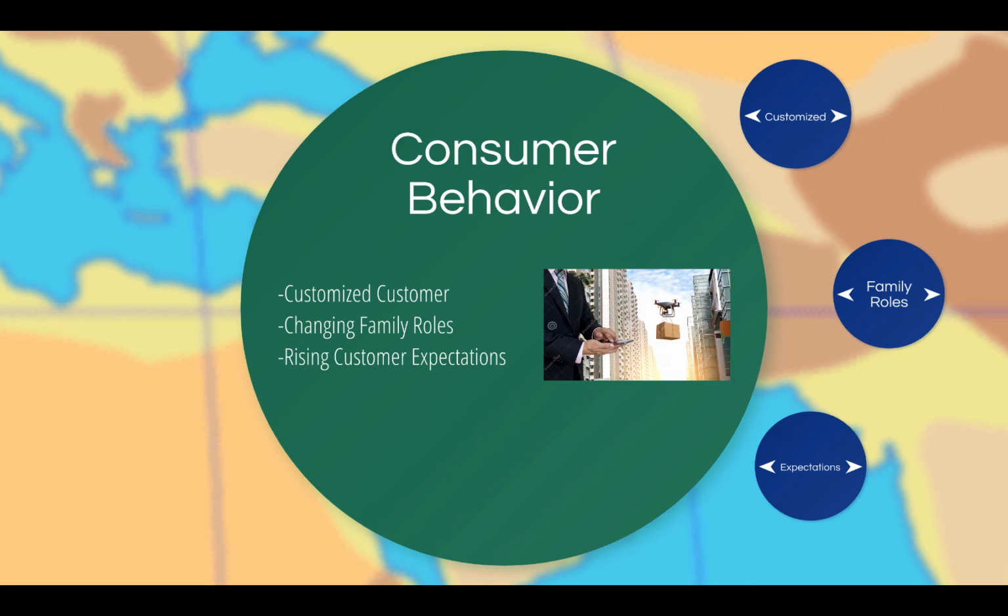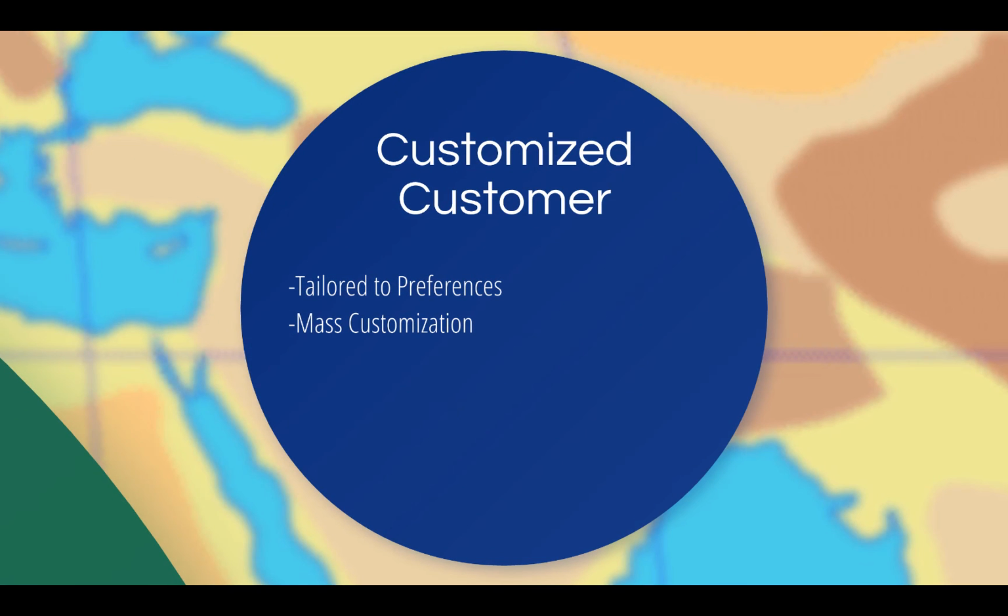Changes in consumer behavior over the past 30 years have also had an impact on the field of logistics. These changes in consumer behavior include the customized customer, the changing family roles, and rising customer expectations. Let's look at each of these in a little bit more detail. The customized customer signifies that the customer desires a product offering that is highly tailored to the customer's exact preferences.